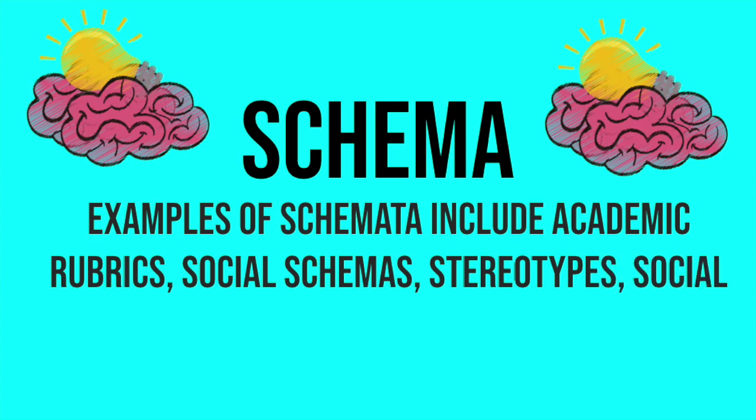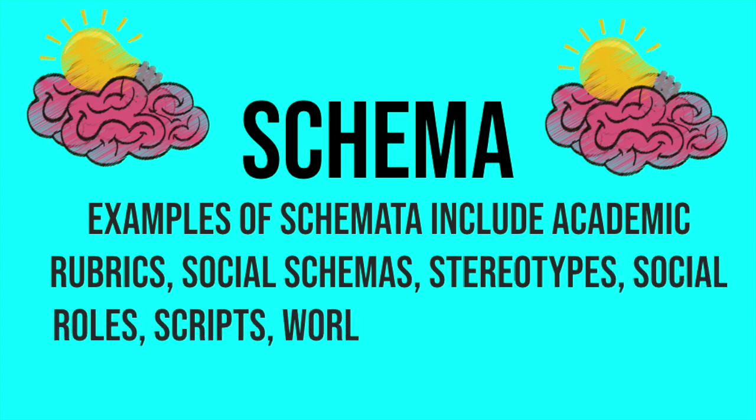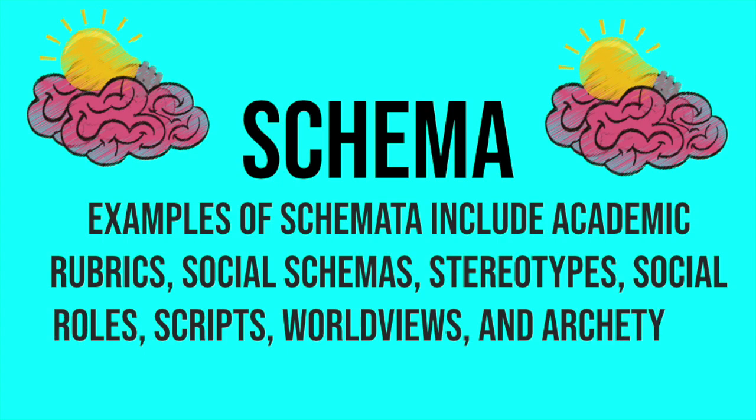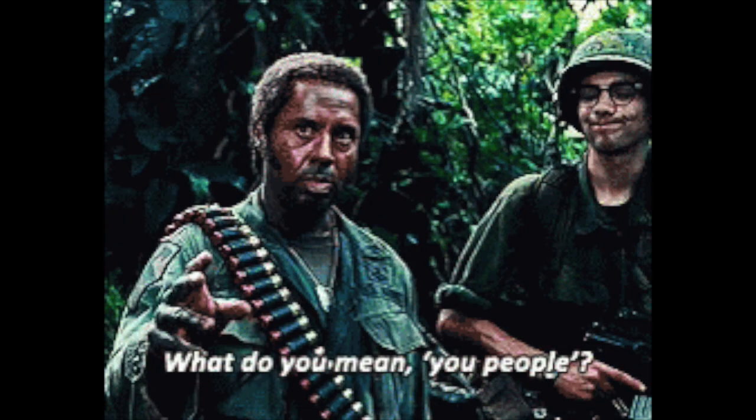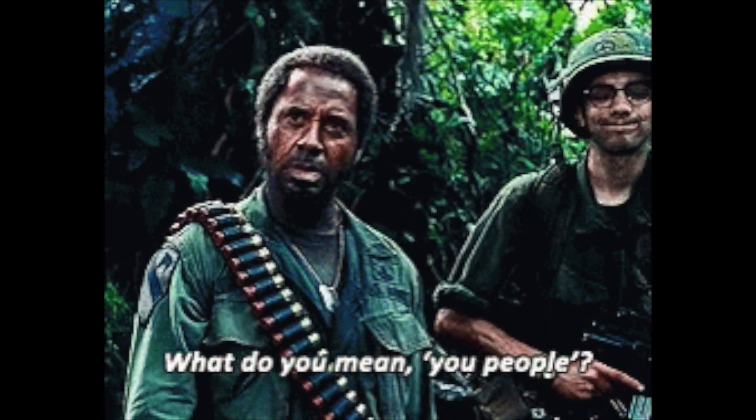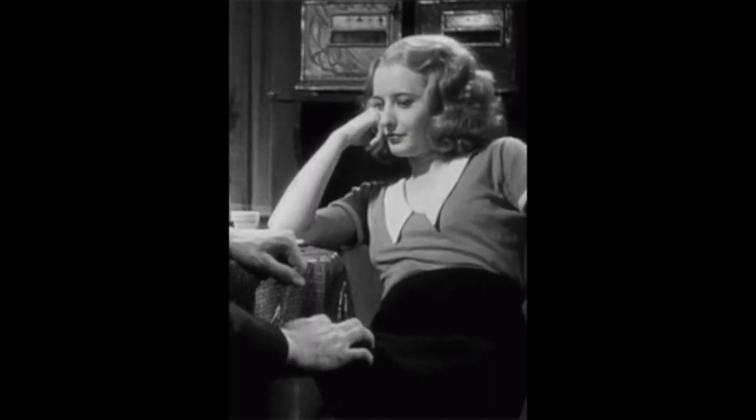Examples of schemata include academic rubrics, social schemas, stereotypes, social roles, scripts, worldviews, and archetypes. Stereotypes. Anything that has to do with stereotypes, racism, anti-feminism has my name all over it.